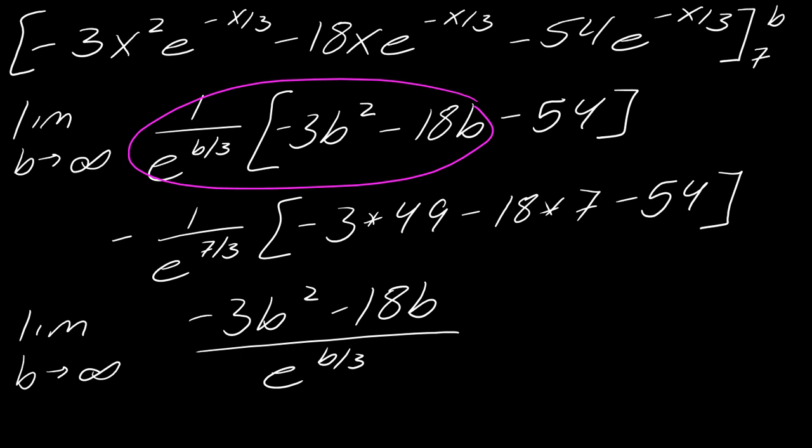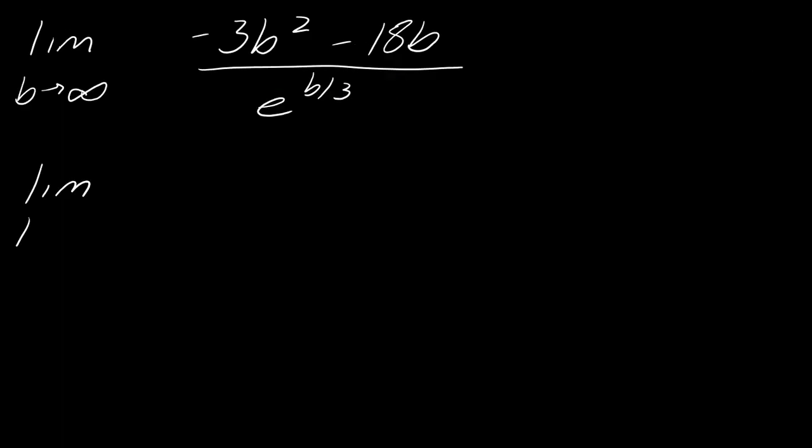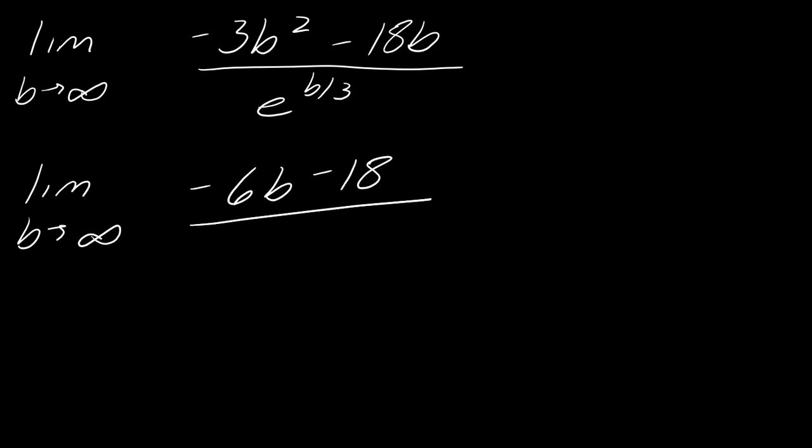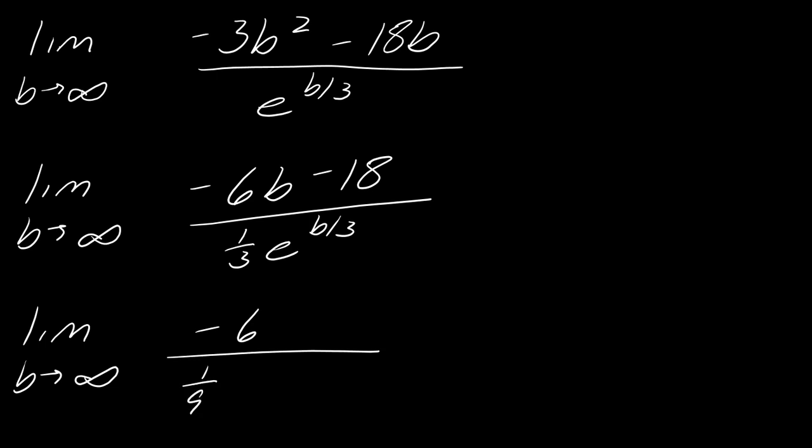So let me clear some space. In taking the derivative, this will be negative 6b minus 18 over 1/3 e to the b over 3. And I still get infinity over infinity, so let's do it again. So I take another derivative. So I get negative 6 over 1/9 e to the b over 3. Okay, and so this whole thing will just end up going to 0 because this is growing exponentially. This is the only place where I've got a b, so this whole thing equals 0. So cool.